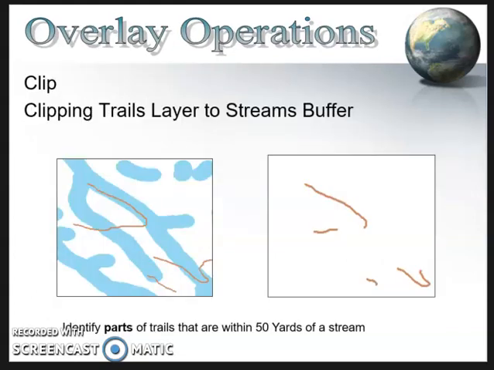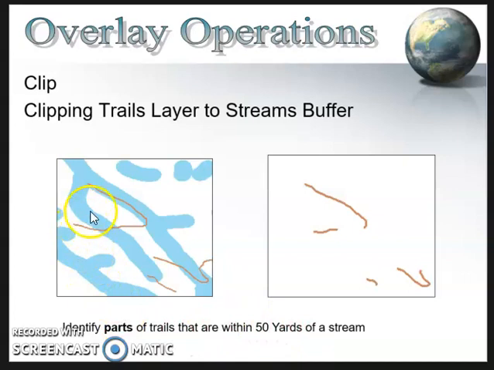Here's an example of when to use a clip overlay. There has been recent degradation in stream quality. We want to figure out a correlation between the amount of trails within 50 yards and stream quality. A clip will help identify parts of a trail that is within 50 yards of a stream. We want our output layer to just include trails that fall within that 50-meter stream buffer layer.